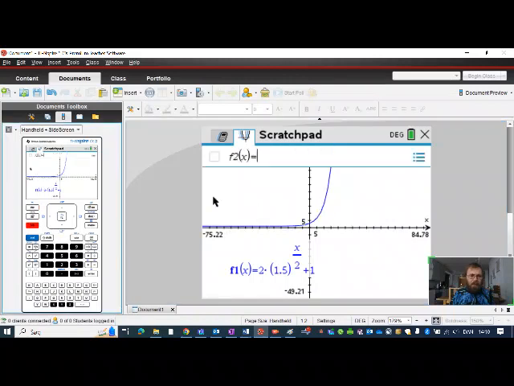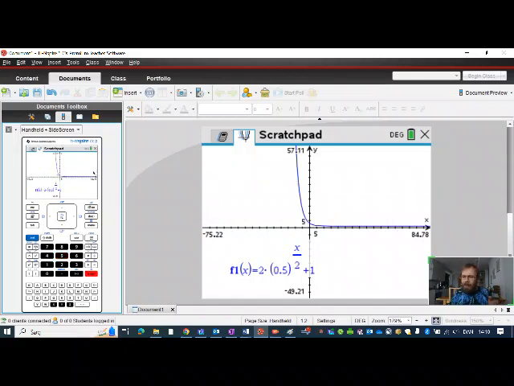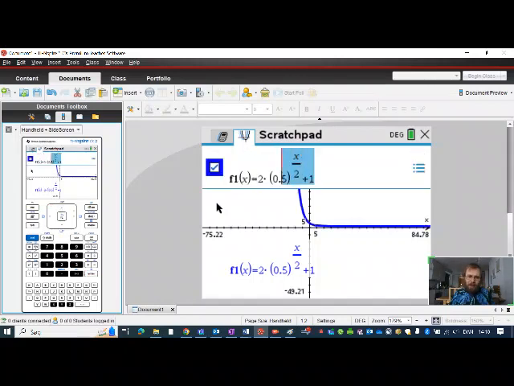What if instead of picking this, which we have right now, instead of a 1.5, we pick something like 0.5? What kind of shape do you think this graph will have now? Look at that. It's changed. Let's try and put them both up at the same time.